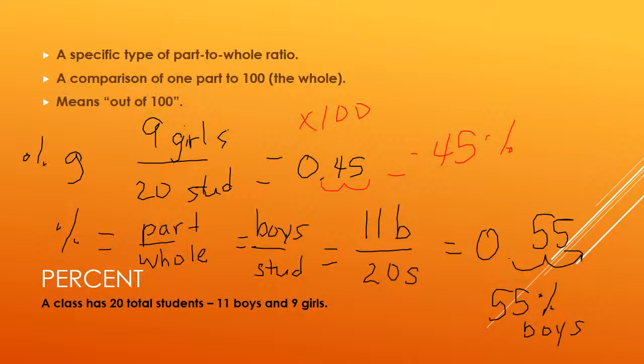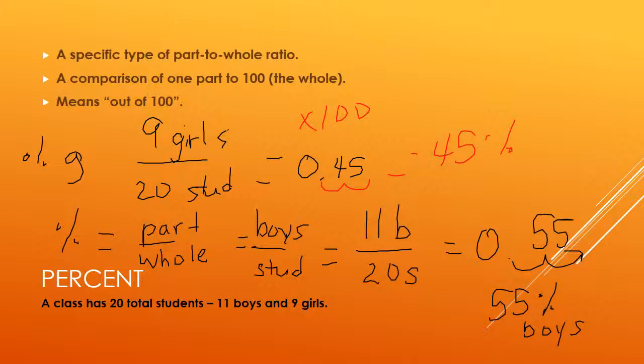0.45. Now that's not my percent. Remember, in order to convert a decimal to a percent, you need to do one of two things, which is the same thing, but one of two methods. You either need to multiply this by 100, or the trick for multiplying by 100 is to move your decimal point 2 places to the right. So this is going to equal 45%. I would say that 45% of the class is girls.